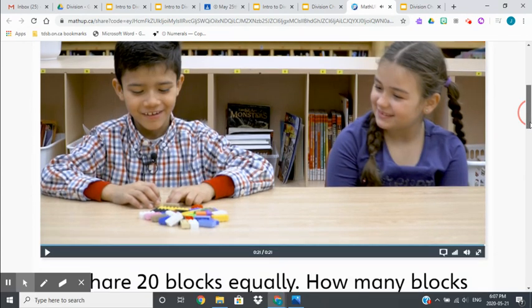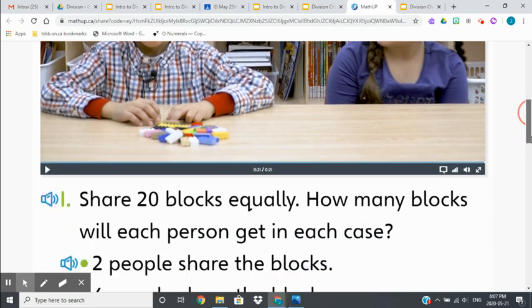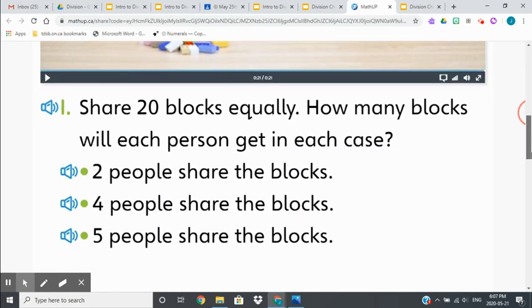All right, so we're going to be dividing things into equal groups. Here's the first question that you're going to be asked. It says, share 20 blocks equally. So you're going to be using 20 blocks or counters or beans. You've got to find some little object to help you with this at home. It could be anything. So share 20 blocks equally. How many blocks will each person get in each case?